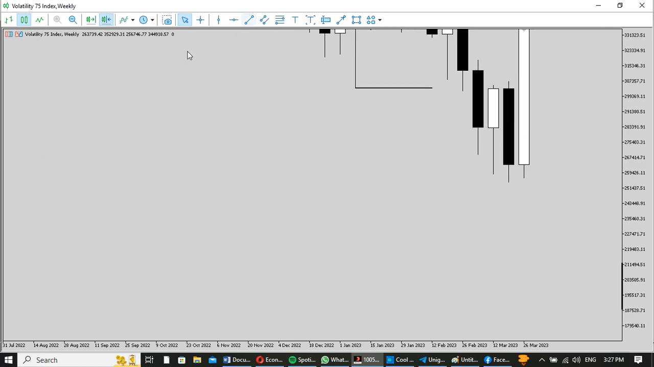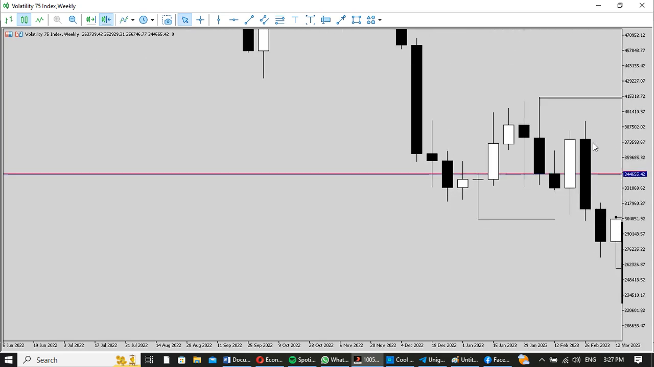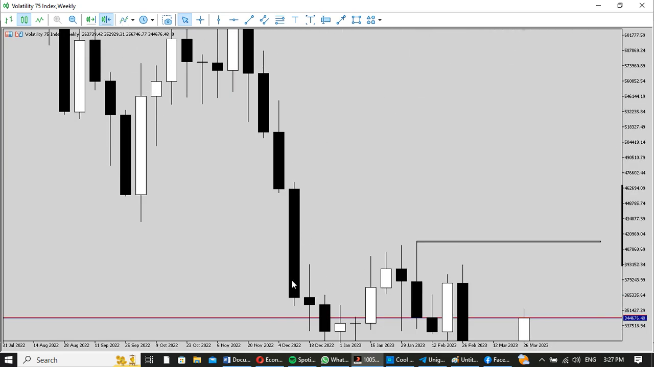Now this is what occurred right here. A stop hunt occurred right here. Liquidity was taken right here. So previous week low. So that is a daily range. You have previous week high, and then the long-term high, which is this high, and you target imbalance.